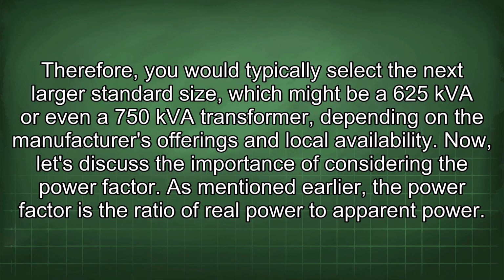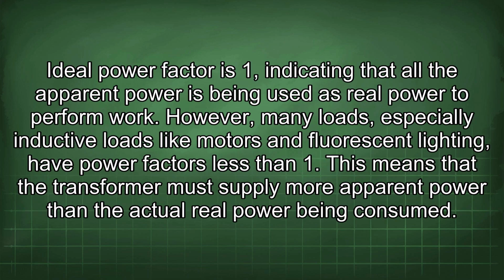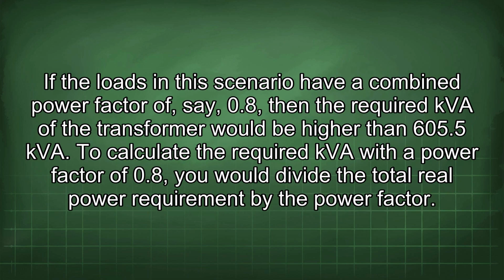Now let's discuss the importance of considering the power factor. As mentioned earlier, the power factor is the ratio of real power to apparent power. Ideal power factor is 1, indicating that all the apparent power is being used as real power to perform work. However, many loads, especially inductive loads like motors and fluorescent lighting, have power factors less than 1. This means that the transformer must supply more apparent power than the actual real power being consumed. If the loads in this scenario have a combined power factor of, say, 0.8, then the required kVA of the transformer would be higher than 605.5 kVA.